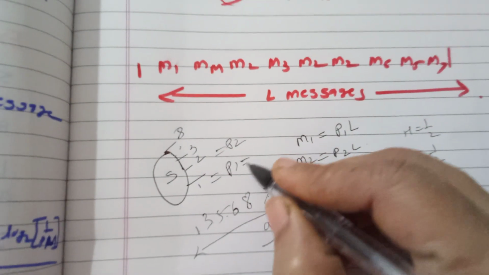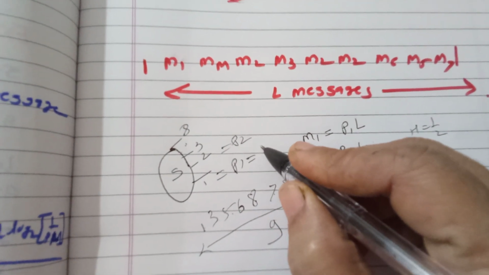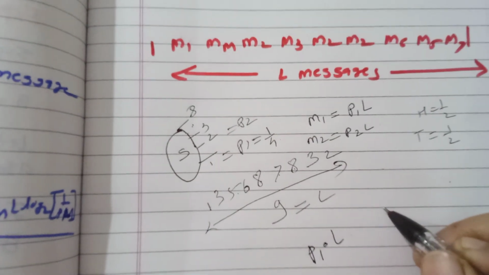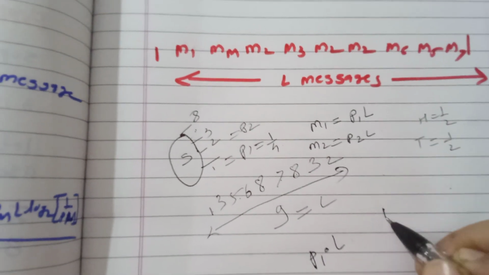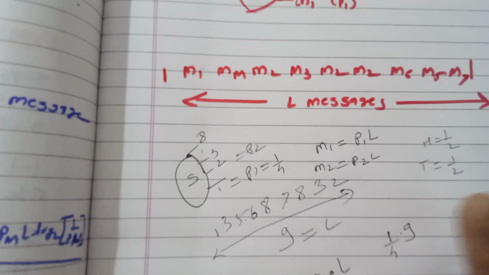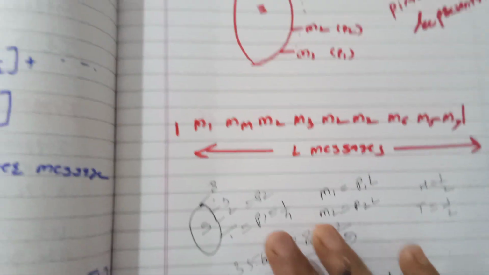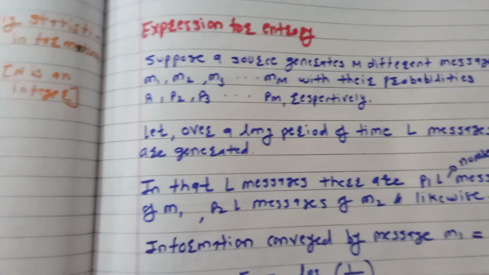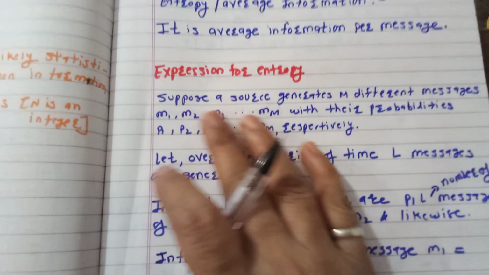Suppose P1 is 1 by 4, then 1 will occur for 1 by 4 into 9 times, likewise. So I hope you understood this concept. If you understood this, it is easy to derive the expression for the entropy. So the same is written here.